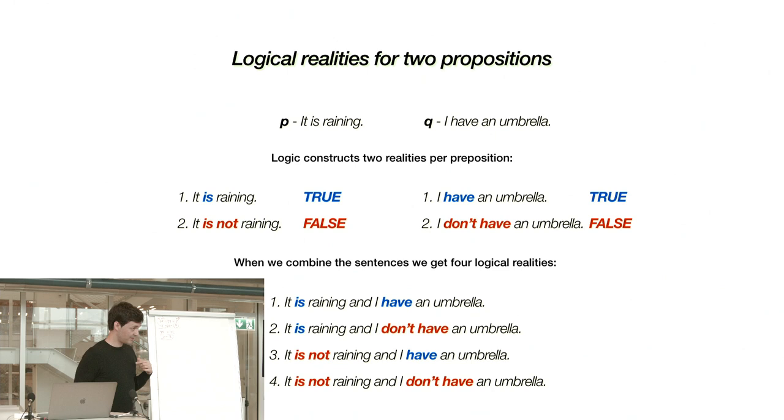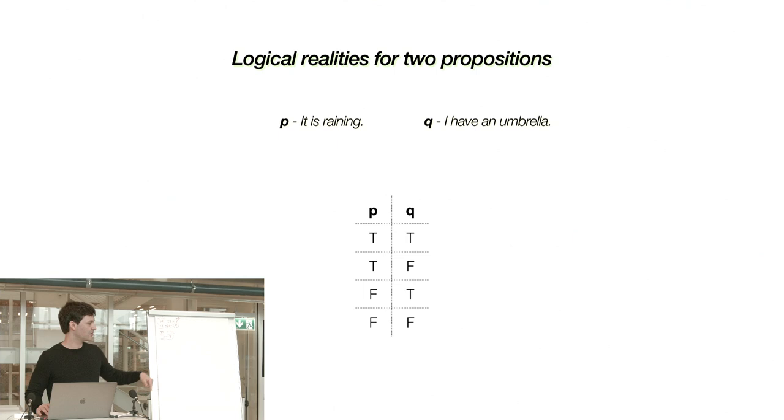It's raining and I have an umbrella, it's raining and I don't have an umbrella, it is not raining and I have an umbrella, and it is not raining and I don't have an umbrella. So these are possible worlds that logic creates for us that we can respond to. It looks like this. So all four possible combinations. You get this so far? Is it okay? Good.